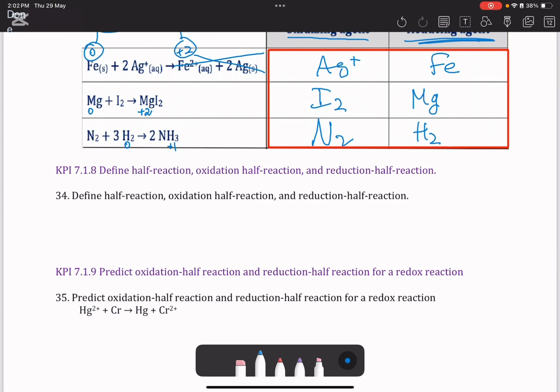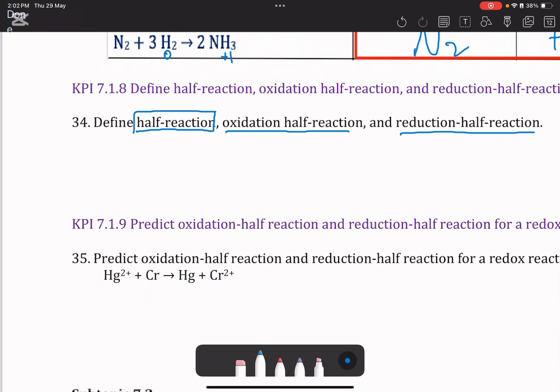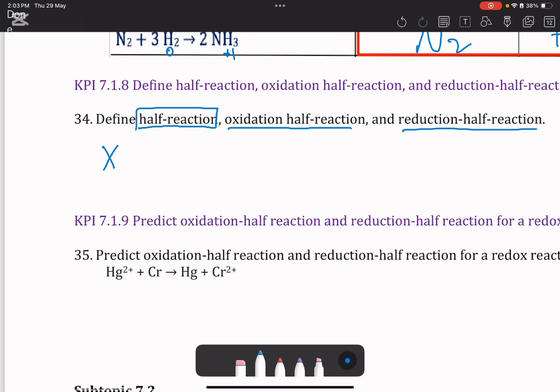Definitions. Define half reaction. It's a half thing. Oxidation half, reduction half. Let me start with the oxidation half reaction. An oxidation half reaction is when a substance increases in the oxidation number and loses electrons. So let's say I have X, and X increases in the oxidation number. It was 0 and it increased to +1 by losing electrons. Because the oxidation number increases when we remove those electrons out. So it shows the species.